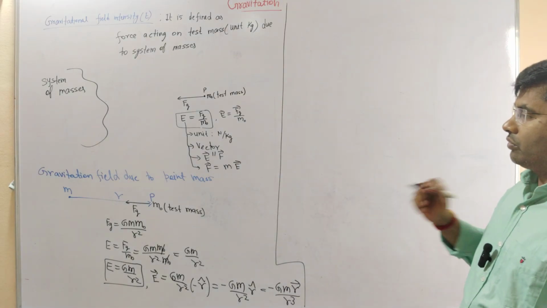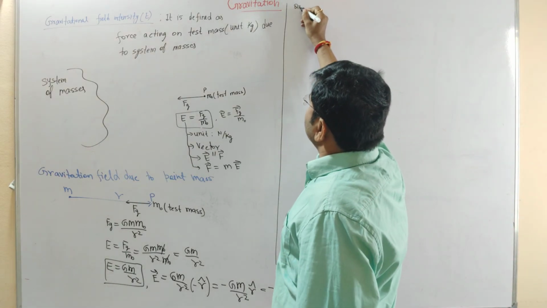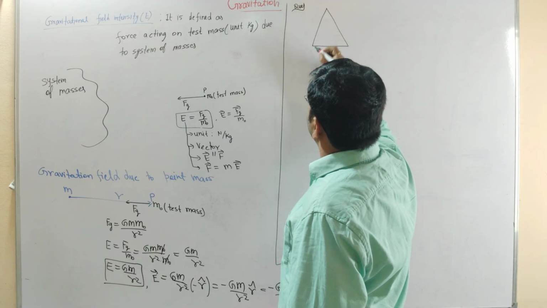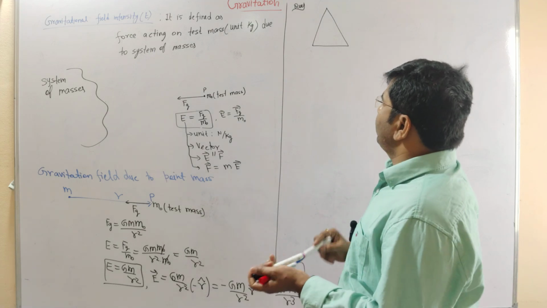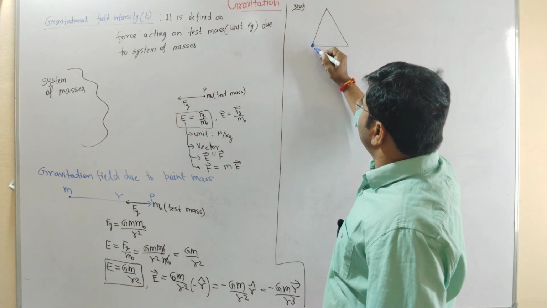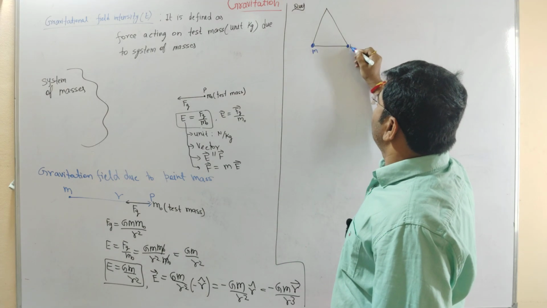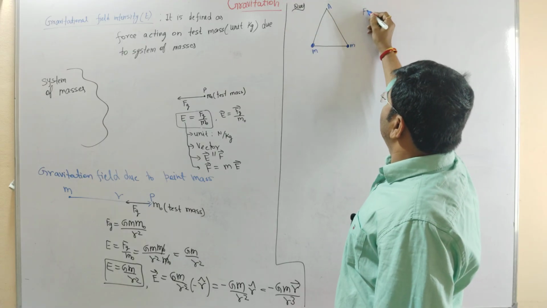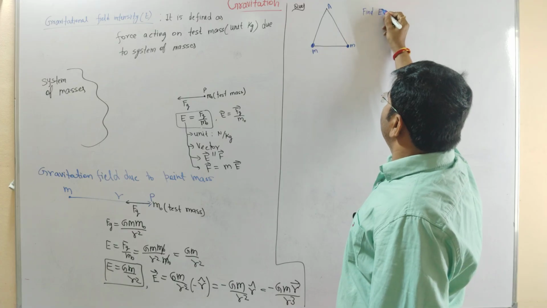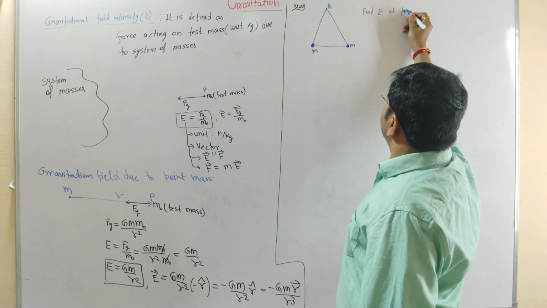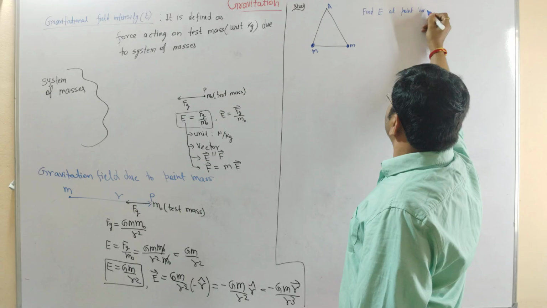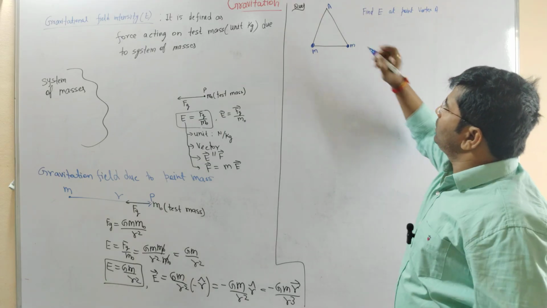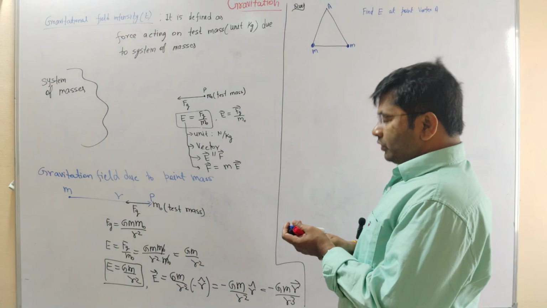Now let's take a question. I'm saying that this is an equilateral triangle. Two masses are kept at vertices of this equilateral triangle. This is one and this is another one. This is a point A. So find the gravitational field E at point A, at vertex A. Okay, so here I want to find the field. So what will I do here?